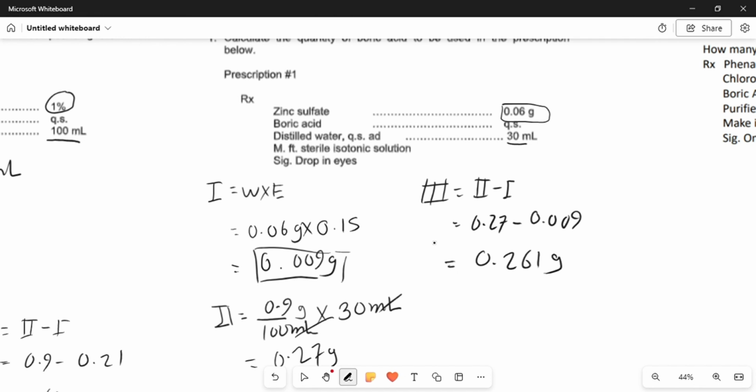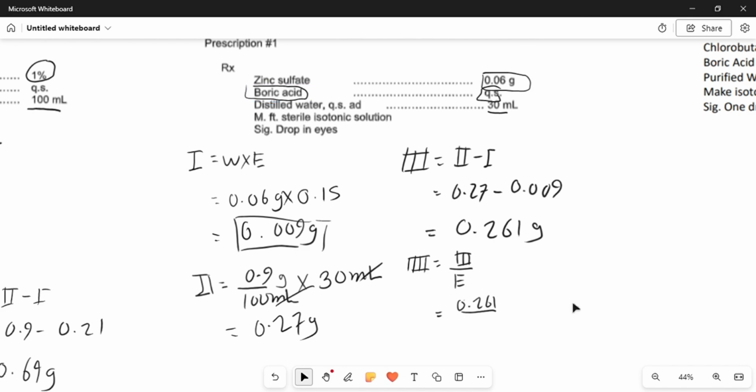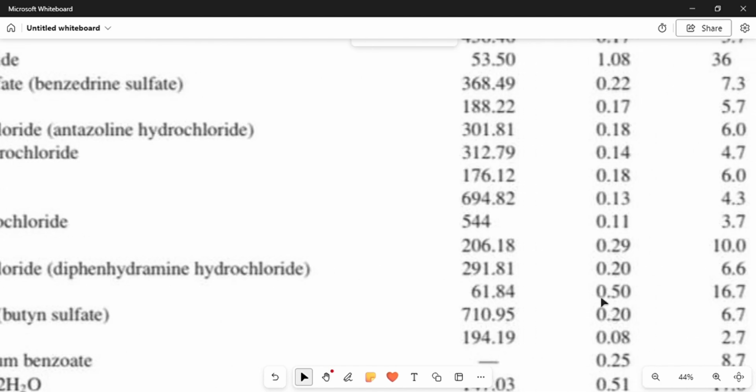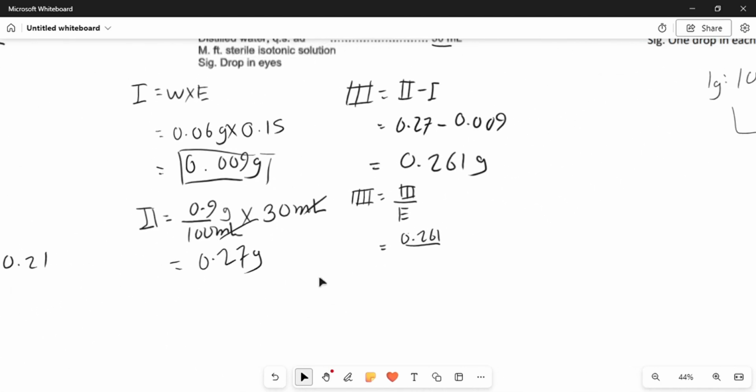But as we see here, the sufficient quantity is boric acid, and it is not sodium chloride, so we should proceed with step 4. Step 4 is very easy. Step 4 is step 3 divided by its E value. The 0.261 is the answer for step 3, and the E value is, as we see here, for boric acid. We'll search for boric acid here. So boric acid E value is 0.5. So let's put here 0.5. And for the calculations, we will end up with 0.522, and that will be in grams. And here's our final answer.